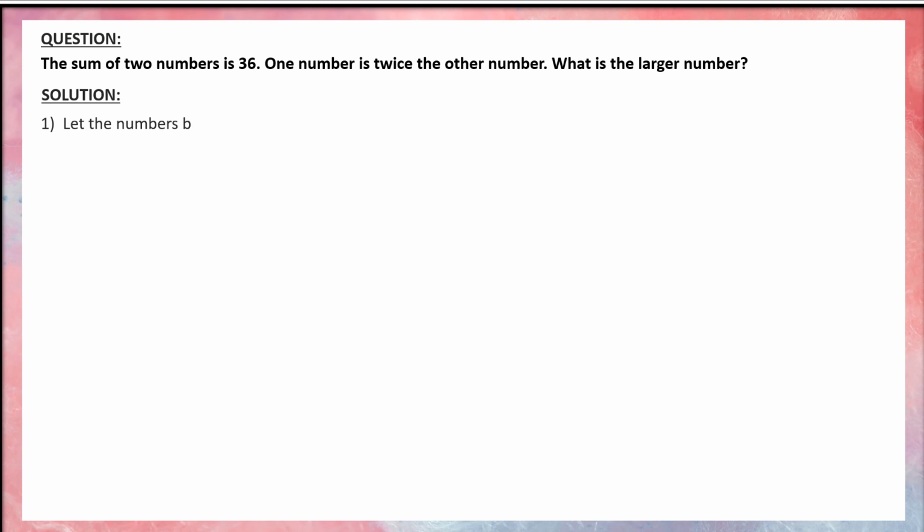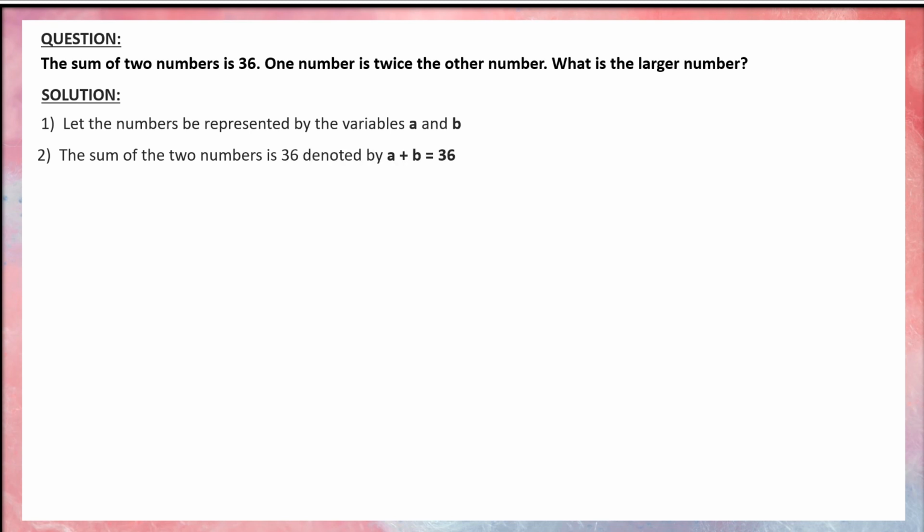So we don't know any of the numbers, so we will assign them variables. We'll call one A, and then we'll call the other one B. And the sum of the two numbers is 36, which implies that A plus B is equal to 36.